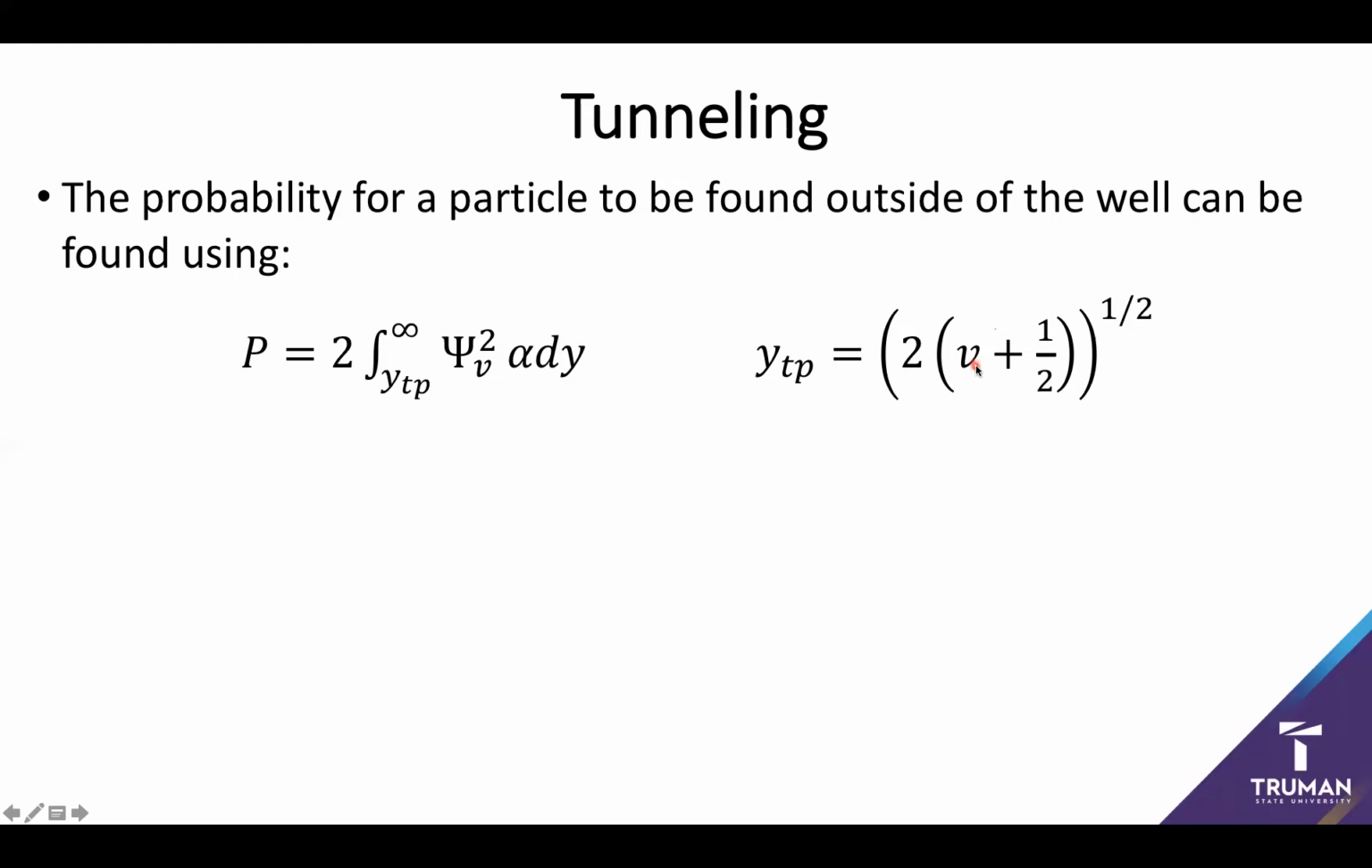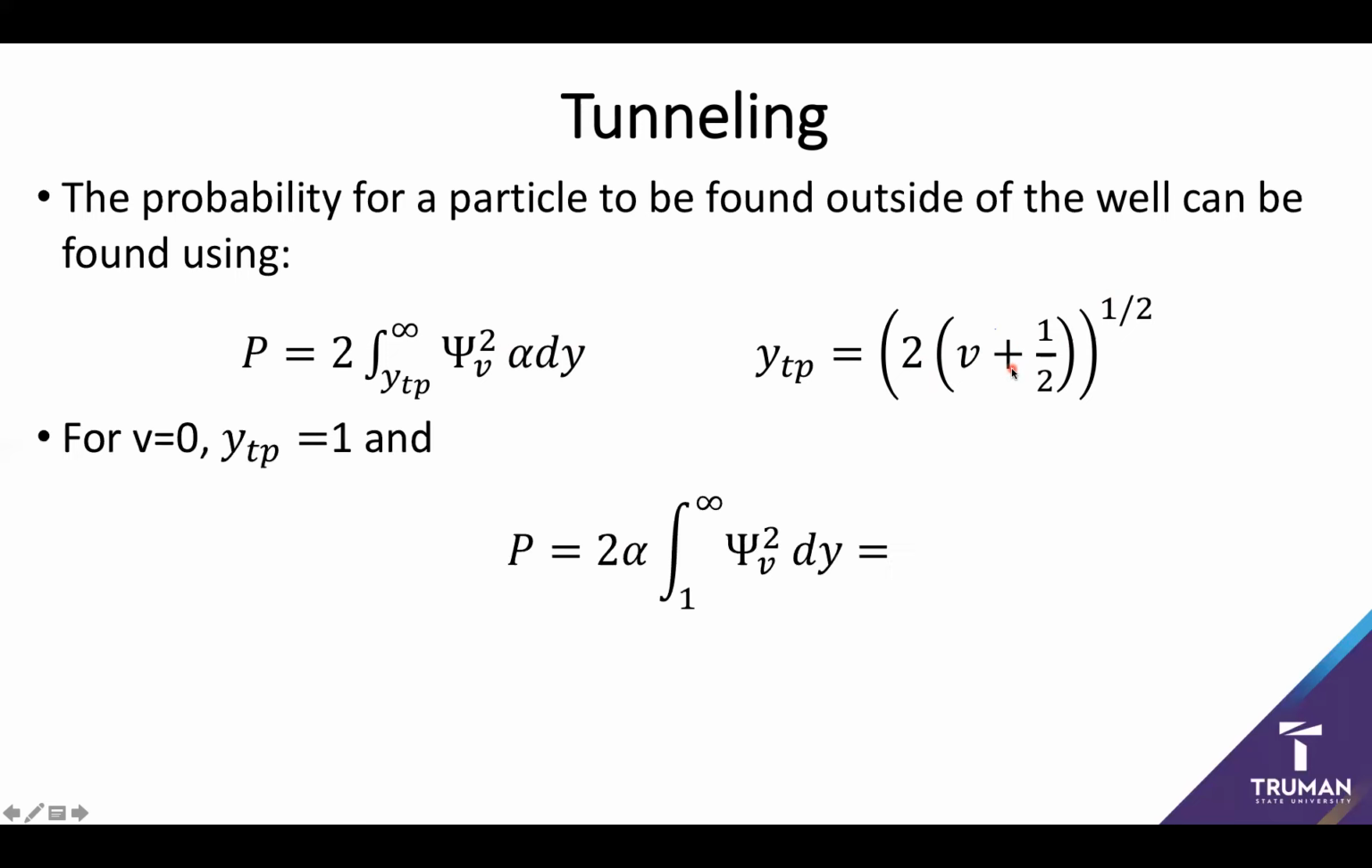So under v equals 0, well, 2 times 0 is 0. Square root of that is, well, v is 0, this is 1/2. 2 times 1/2 is 1. Square root of 1 is still 1. So for our ground state, our classical turning point is 1, which is going to be a very useful feature. It isn't so easy for the excited states, but it's not too bad of an equation to determine.